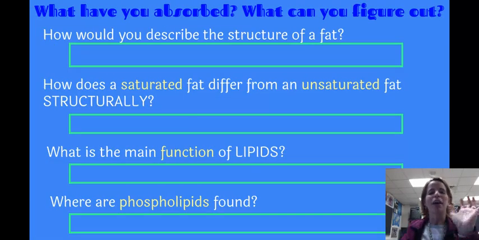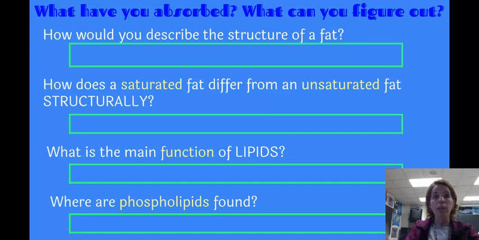All right, now I want you to pause here, answer the questions. I'm going to go through the questions really quickly because I don't have much time. Okay, how would you describe the structure of a fat? Long hydrocarbon chains attached to carboxyl acid groups. If you just say long hydrocarbon chains, you're good. No rings. How does a saturated fat differ from an unsaturated fat structurally? Saturated fats have no double bonds in their hydrocarbon chains. No double bonds in their hydrocarbon chains.